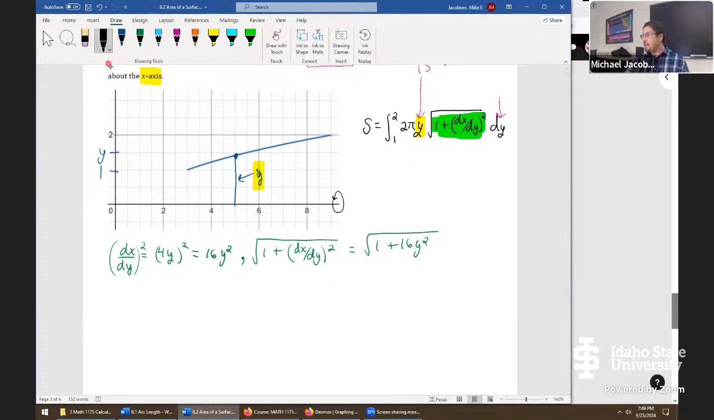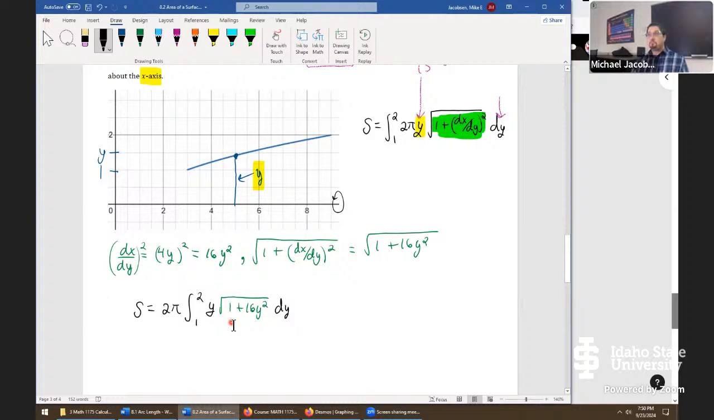We'll say that the surface area S is a definite integral of, let me put in the 2 pi here, just so it's less of a distraction. Integrate from 1 to 2 of just y. Again, we didn't have a function of y, so that's playing the role of a variable, multiplying the square root of 1 plus 16y squared. Then a dy, since we have limits of integration on just the y variable now.